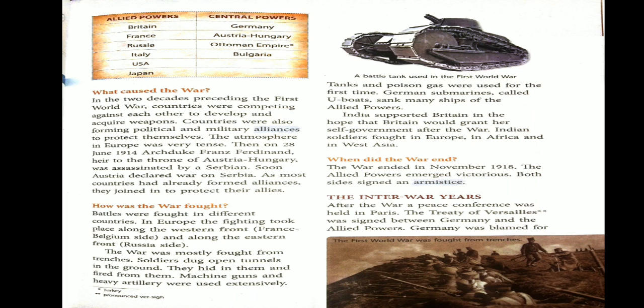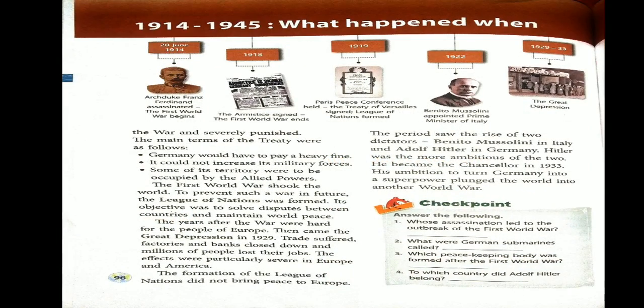After the war, a peace conference was held in Paris. The Treaty of Versailles was signed between the German and the Allied powers. Germany was blamed for the war and severely punished. The terms of the treaty were that Germany would have to pay a heavy fine, it could not increase its military forces, and some of its territories were to be occupied by the Allied powers.